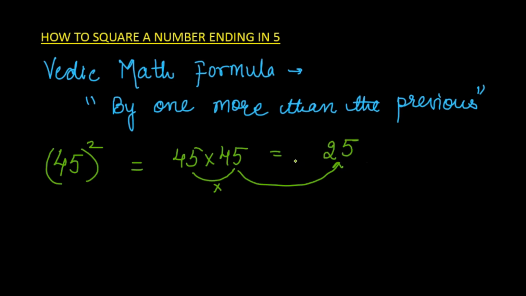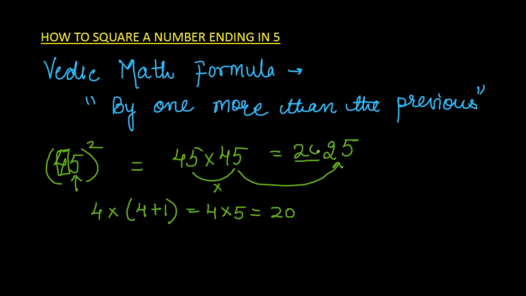Now to find the previous digits of the result, you have to take the number which is formed by eliminating 5. So here if we eliminate this 5, the only number that is left is 4. "By one more than the previous" means that you have to multiply this 4 by a number which is 1 more than 4. So we have to do 4 into 5, which gives us 20. So we write 20 here. So 45 square is 2025.